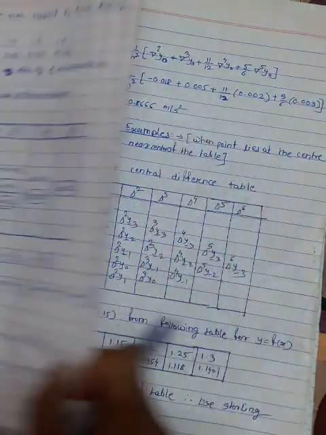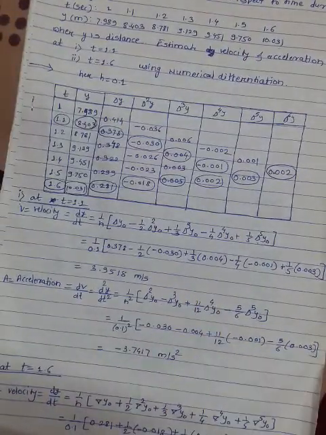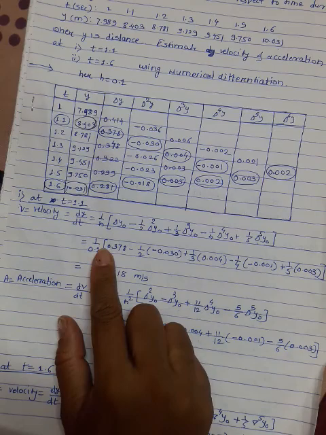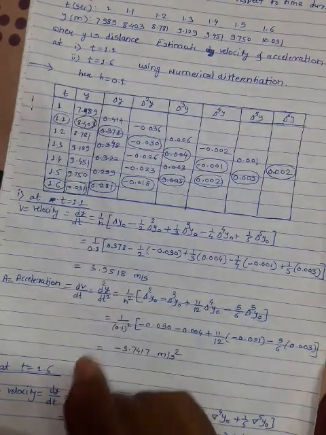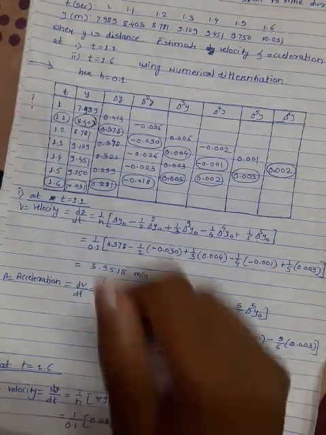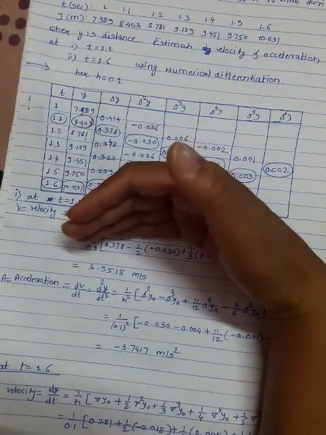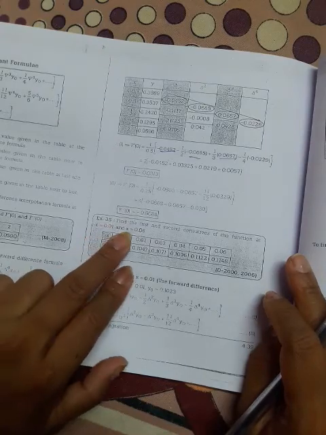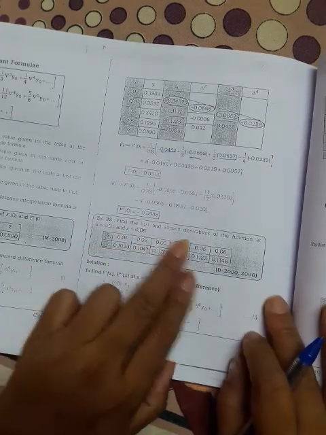Okay, this is the method to find the derivative of a function at a particular point, where the point lies on the upper side or the end side of the table. Now let us see some more examples. Here, find the first and second derivatives of the function.